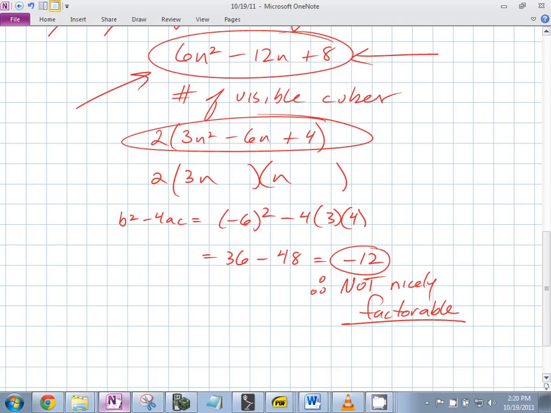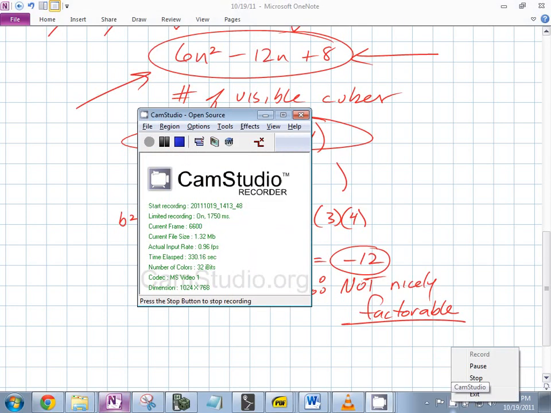y equals ax squared plus bx plus c. To solve for this quadratic, we need to solve for a, we need to solve for b, and we need to solve for c. We have 3 blanks, so how many equations do we need at least? 3. We need at least 3.